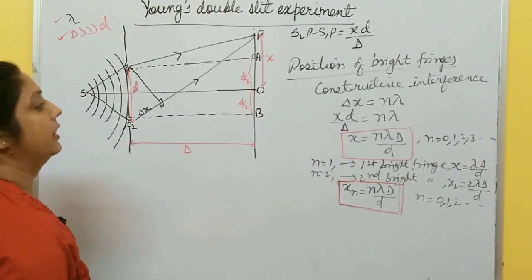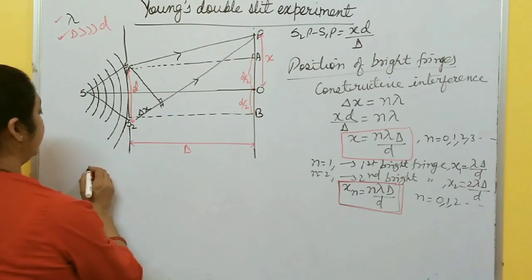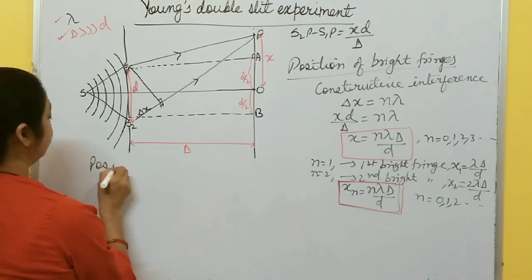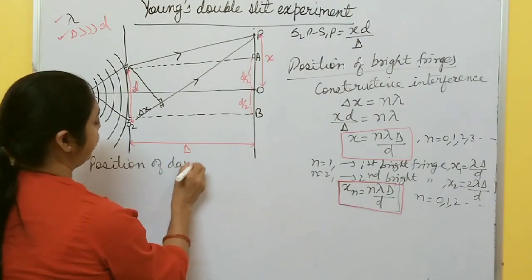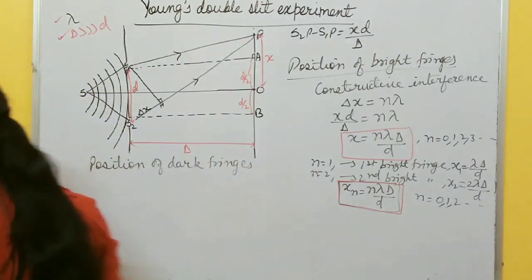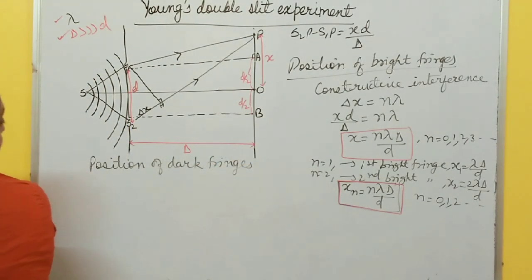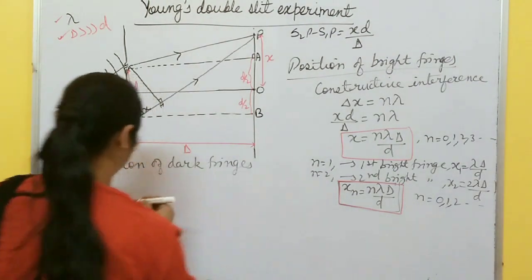Right? Okay. After this, position of dark fringes. Here I am going to write position of dark fringes. Okay. So, for dark fringe, what is the condition?